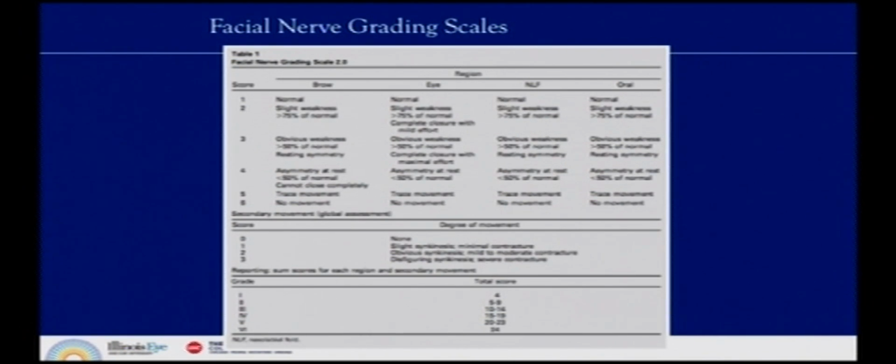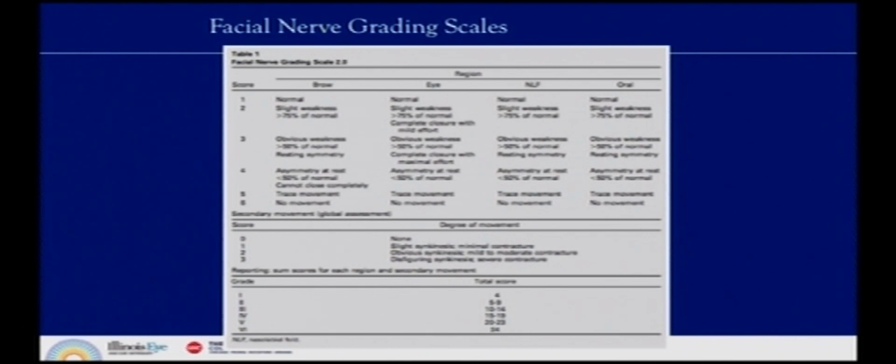There are a number of grading systems that have been created to evaluate and also monitor the progression of facial paralysis. This is called the House-Brackman score. There's another one called Sunnybrook and an electronic one called the eFace. But all of them tend to evaluate the face in zones. So House-Brackman evaluates the brow, the eye, the nasolabial fold, and then the oral area.